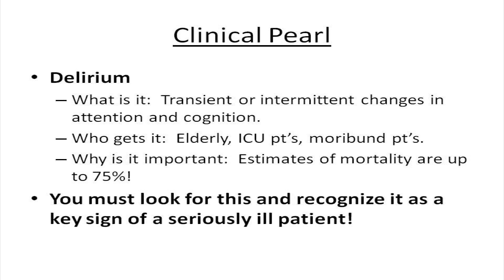We see it probably 50% of the time in ICU patients, and some people would say up to 80% of the time in moribund patients. It's important because if you see this, estimates of mortality are up to 75%. So if you go to the nursing home and you pick up a patient that looks delirious to you, we need to understand that that's a key neurologic sign. It indicates a very seriously ill patient with a very high mortality.